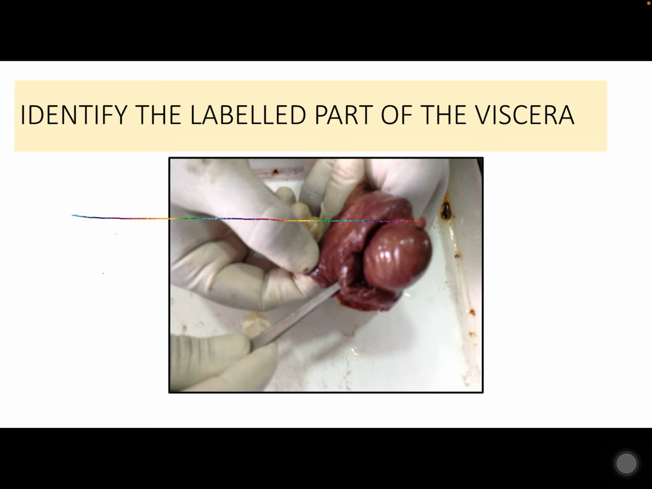So what is this part in the upper end of the testis? That may be the question: identify the labeled part of the viscera. So what is this? Anybody knows? Anybody have seen in the specimen? Yes, it is the appendix of testis. The upper end of the testis gives attachment to this sessile fibrofatty body called the appendix of testis, which represents the embryonic remnant of the cephalic part of the Mullerian duct. Sometimes appendix of epididymis may be present.